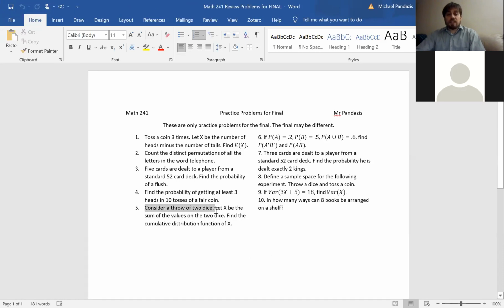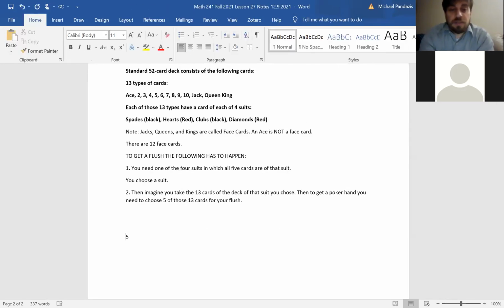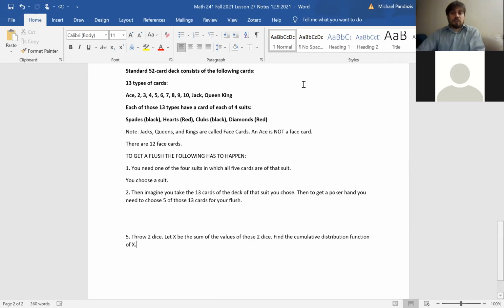Consider a throw of 2 dice. Let x be the sum of the values of the 2 dice. Find the cumulative distribution function of x. So for number 5, throw 2 dice, then let x be the sum of the values of those 2 dice. I'm just paraphrasing the same problem. Find the cumulative distribution function of capital X. Let me make sure I got that right.